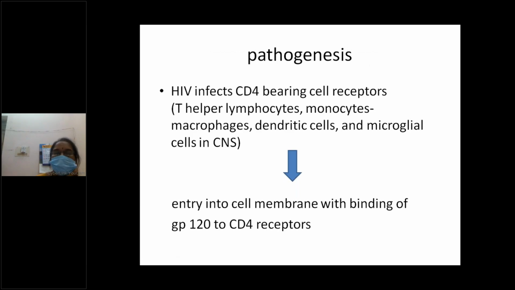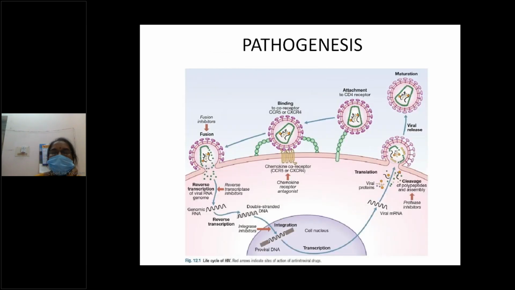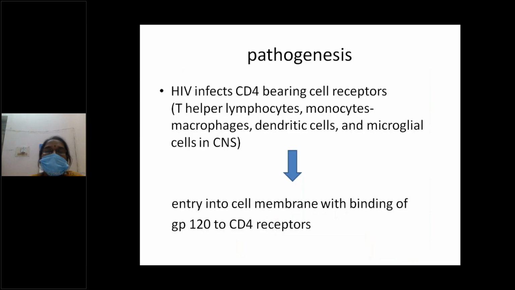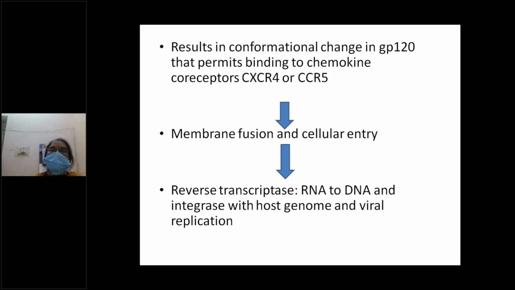HIV infects CD4 cells. Again, you have to see the picture and check the pathogenesis. Once attached to CD4 cells, the HIV infects CD4 cells and mainly T helper lymphocytes, monocytes, macrophages, dendritic cells, and microglia cells in the CNS. The entry into the cell membrane is with binding of GP120 to the CD4 receptor. This results in a conformational change in the GP120 that permits binding to chemokine receptors, CXCR4 and CCR5.